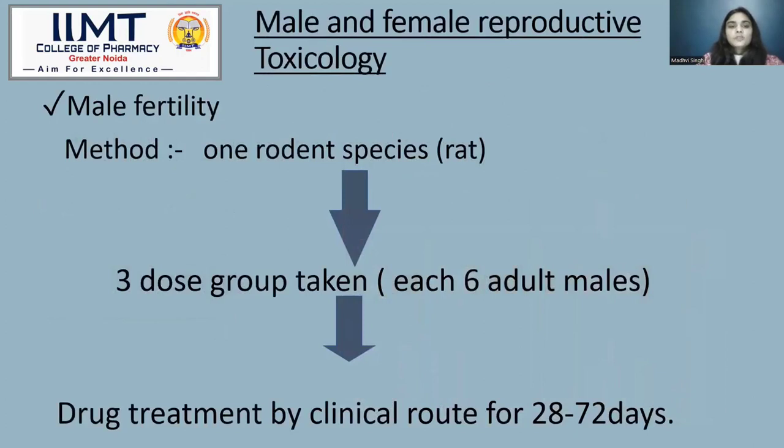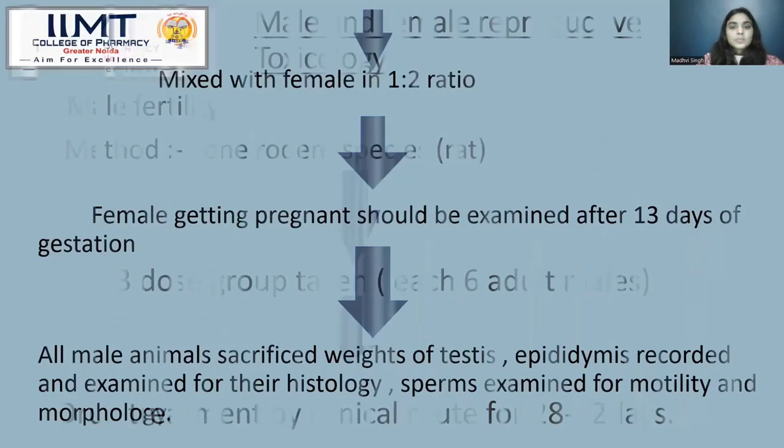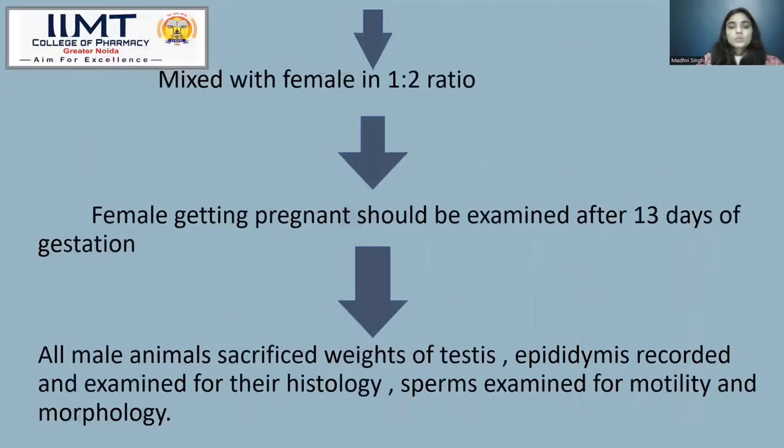Male and female reproductive toxicology. Male fertility method. One rodent species, that is rat, is taken. 3 dose groups taken, each with 6 adult males. Drug treatment by clinical route for 28 to 72 days. Mixed with female in 1:2 ratio. Females getting pregnant should be examined after 13 days of gestation. All male animals sacrificed, weight of testes and epididymis recorded and examined for their histology, sperms examined for motility and morphology.